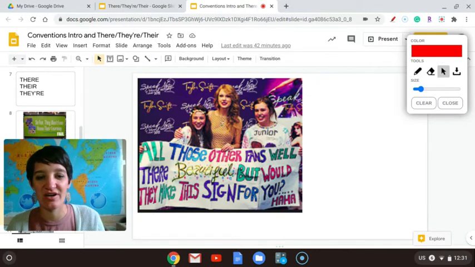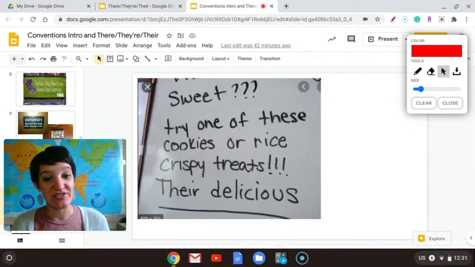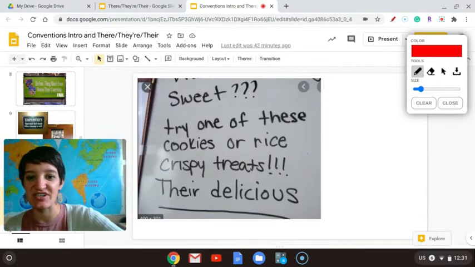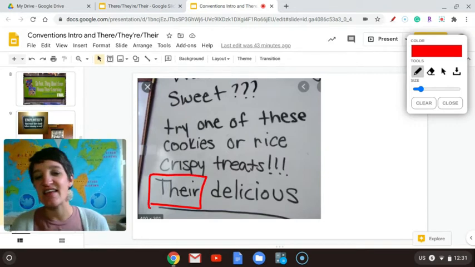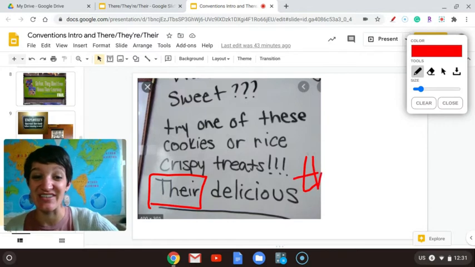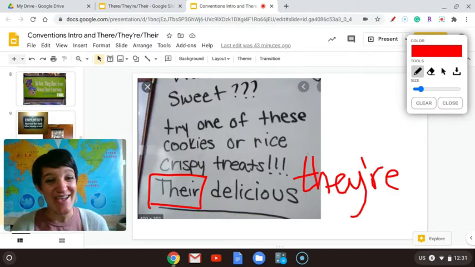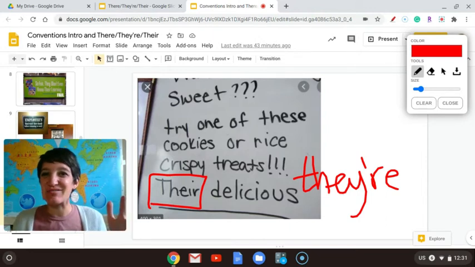One more slide, I think. "Try one of these cookies or Rice Krispie treats. They're delicious." All right, there's the "there." Is that the correct "there"? Are we talking about their cookies or their Rice Krispie treats? Or are they saying they're delicious, as in they are? They are delicious. Yeah, that totally makes sense. So this should be another contraction. They're delicious, aren't they?